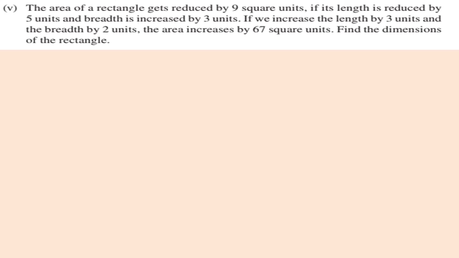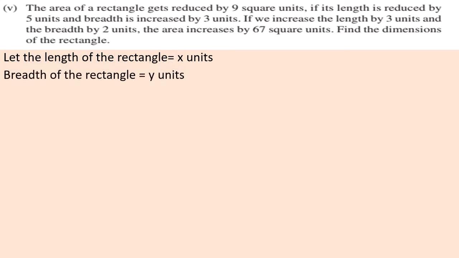Here the mathematical situation is given. You have to frame the equation and solve it. For framing the equation, first we have to identify which are the two unknowns. Here you have to find the dimension of the rectangle. That means the unknowns are the length and breadth of the rectangle. So let the length of the rectangle equal x units and breadth of the rectangle equal y units.